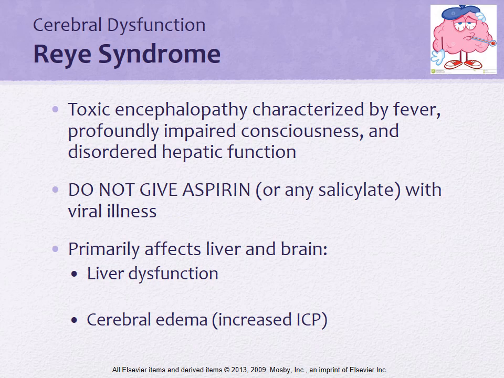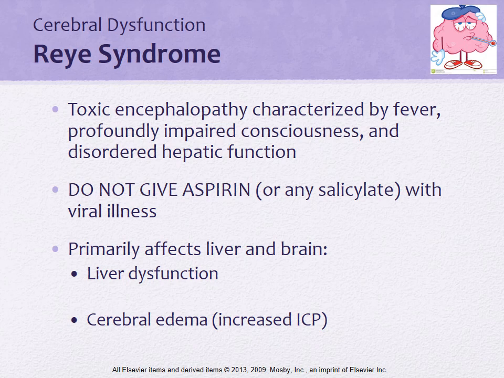Next, we have Reye or Ray syndrome, however you would like to pronounce it. We kind of talked about this previously, but just to touch on it again, it's a toxic encephalopathy characterized by fever, profoundly impaired consciousness, and disordered hepatic function. We know the biggest risk for getting this is any salicylate or drugs with salicylate in it. So do not give aspirin, which is the one most commonly known.